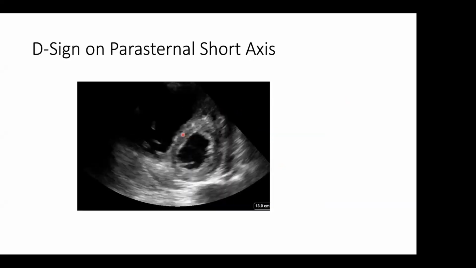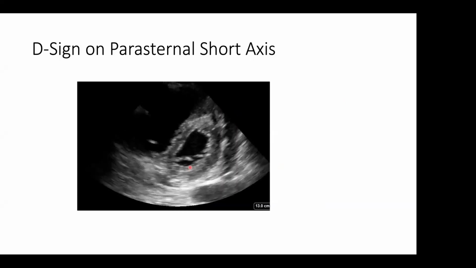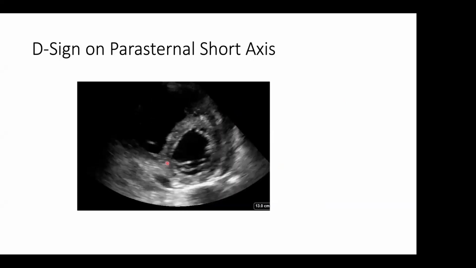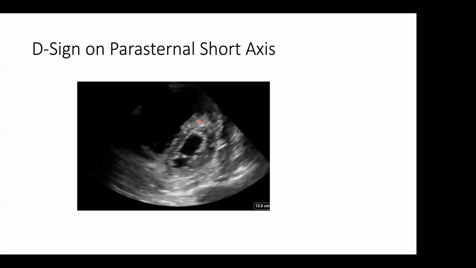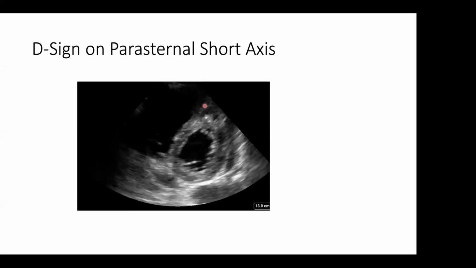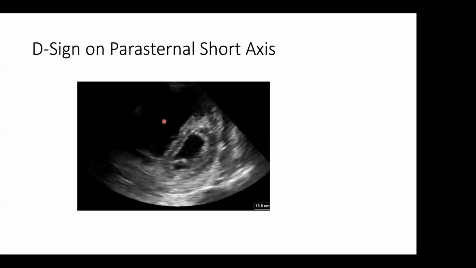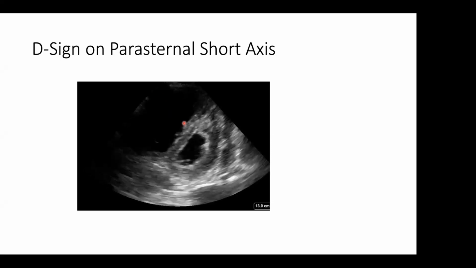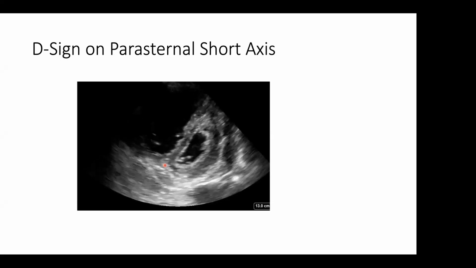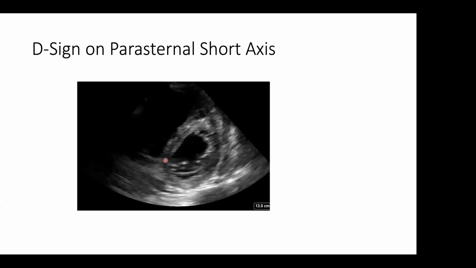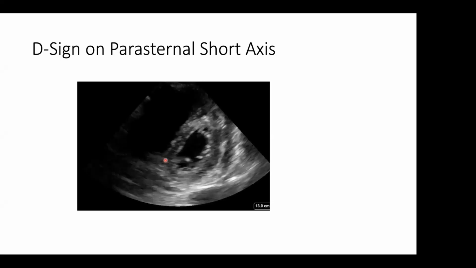We all know the D sign on the parasternal short axis. Again, the flattening of the septum is evidence of interventricular dependence, whereas an increase in volume or pressure on the right ventricle can cause flattening of the septum, causing that D-shaped appearance of the LV because of interventricular dependence.